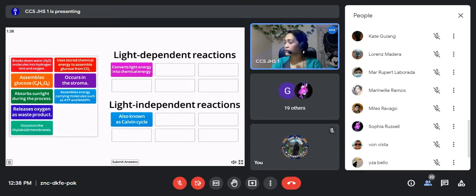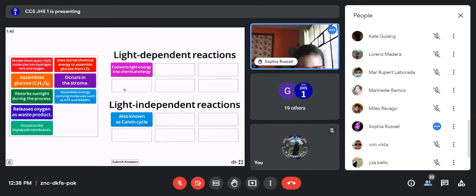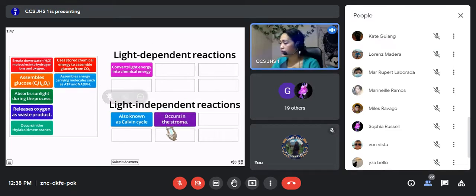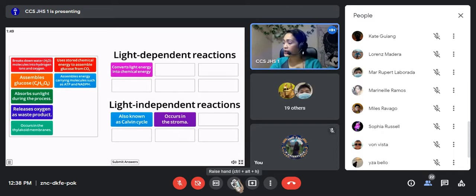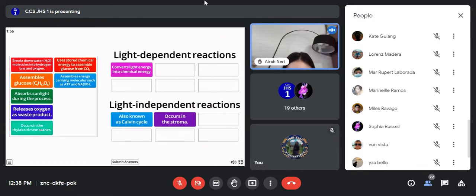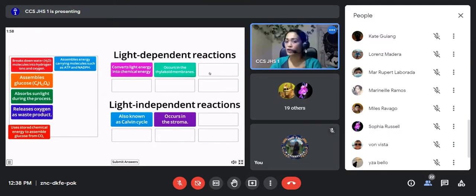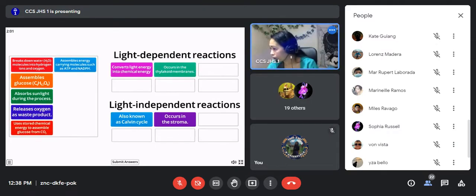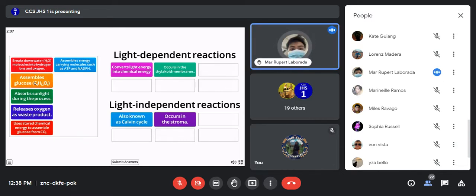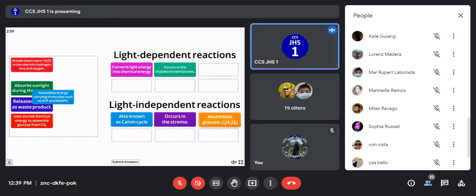Can anybody else? Yes, Sophia? Occurs in the stroma, light independent reactions. Light independent reactions. Okay, thank you. Anybody else? Aside from Miles, okay, let me call first Ira. Yes, Ira. Occurs in the thylakoid membranes, light dependent. Light dependent. Okay, thank you. How about, okay, I think another person was raising his hand. Okay, Rupert. Yes, it was Rupert. Assembles glucose, light independent reactions. Okay, this one. Thank you, Rupert.